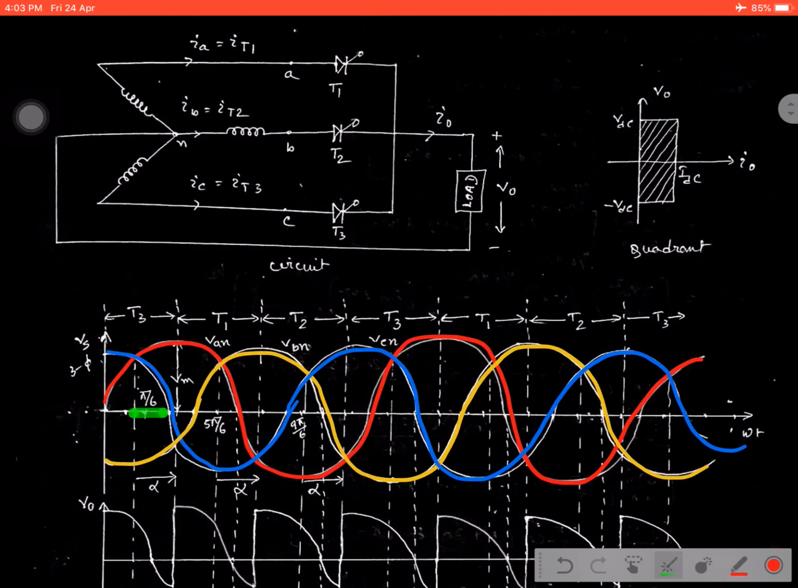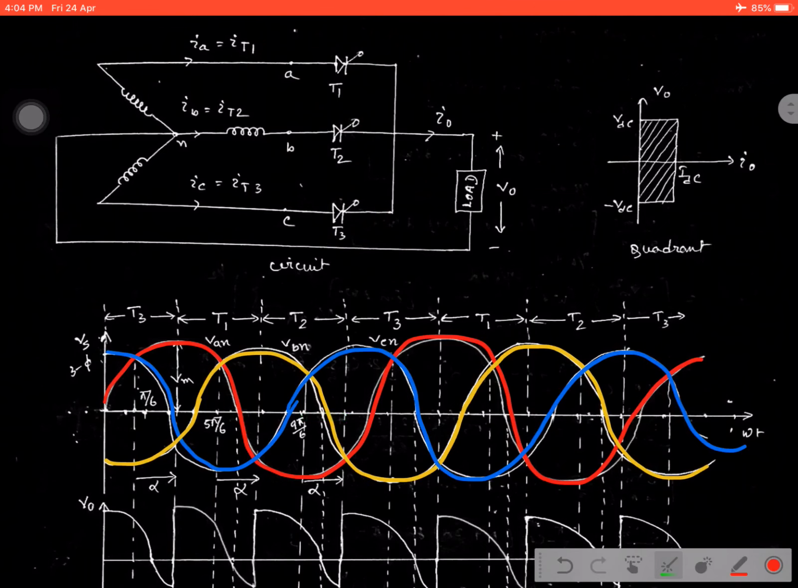The same thing happens for T2. T2 will be triggered after 5 pi by 6 and T3 will be triggered after 9 pi by 6. Whenever we give a triggering pulse to any switch, we must take care of this matter: the respective phase voltage should be greater than the others. Then we can apply the triggering pulse, as the switch will be in the forward biasing condition.